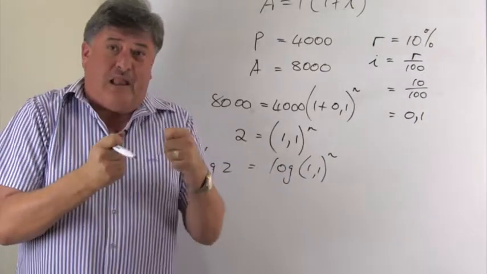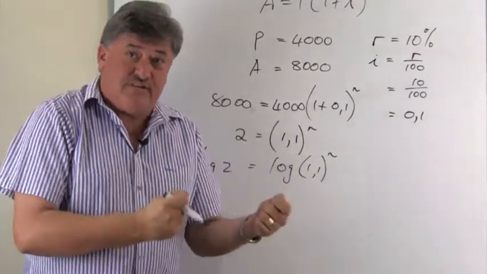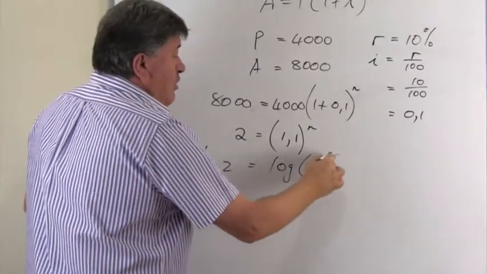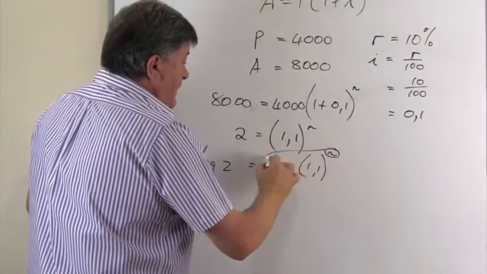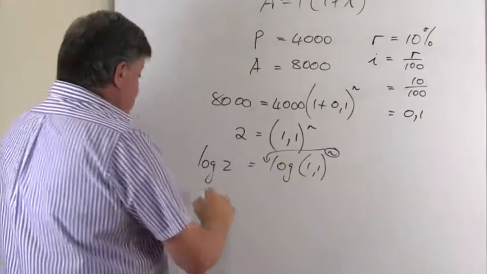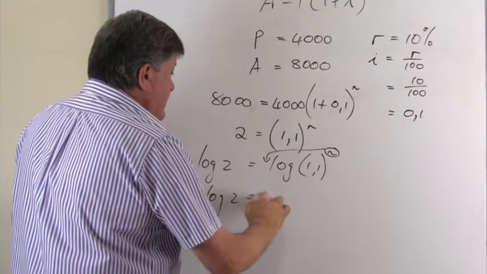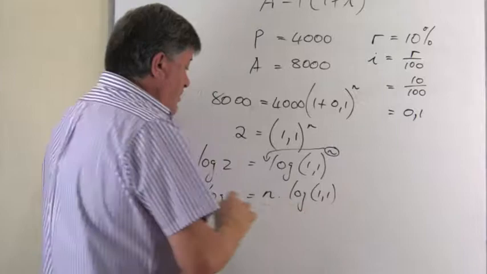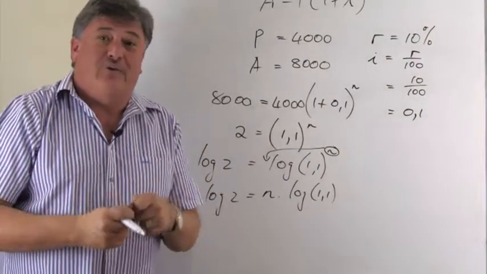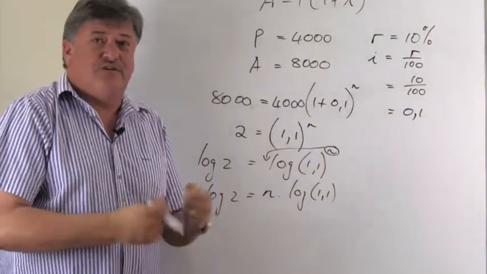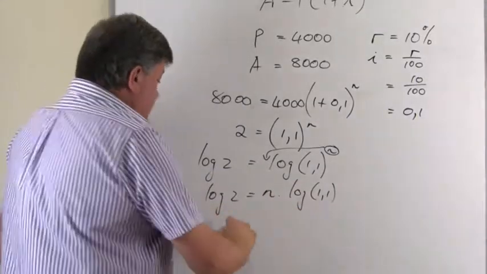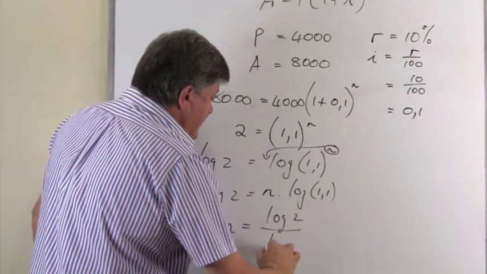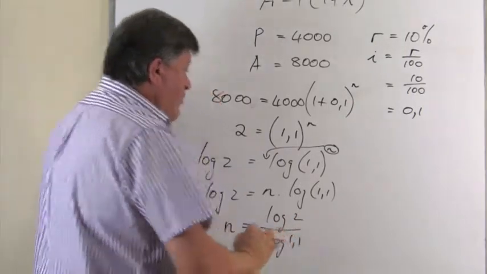So we apply the log on both sides of the equation. Now, according to our log laws, this n may go to the front. So we're going to get the log of 2 is equal to n times the log of 1,1. And now we want to solve for n. You can see it's now a multiplication, so it's very easy. We divide with that log. So my n is then equal to the log of 2 divided by the log of 1,1.